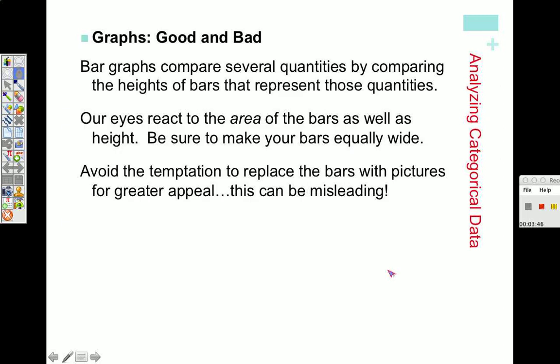So, some bad things about graphs. They're real easy to mislead with. With bar graphs, we compare the heights of the bars. But our eyes are going to react to the area of the bars as well as the height. So we have to make sure that we make the bars equally wide. We have to use a consistent scale on these graphs. We should avoid the temptation to replace the bars with pictures because this can be very misleading.